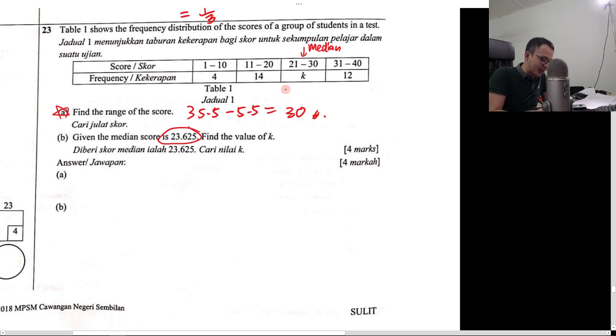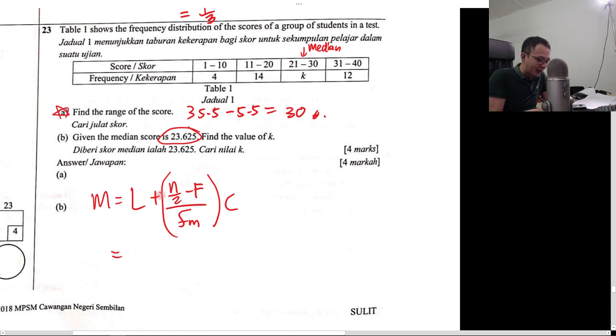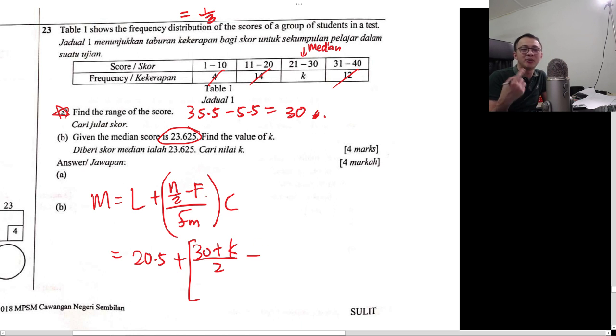Since this is the median class, the formula for median is L plus (N over 2 minus F) over Fm, multiplied by C. L is the lower boundary of the median class, which is 20.5. N will be the total. I do not have the total, so I'm going to add them manually. So it is 18 plus 12, which is 30, so it will be 30 plus K, divided by 2. This is my N divided by 2. And then minus F. What is F? F is the cumulative frequency before the median class.